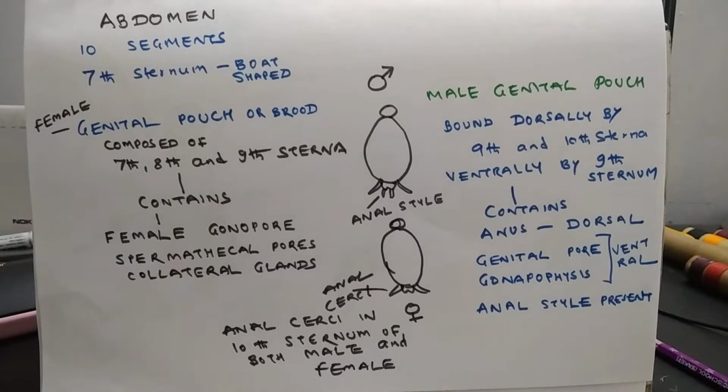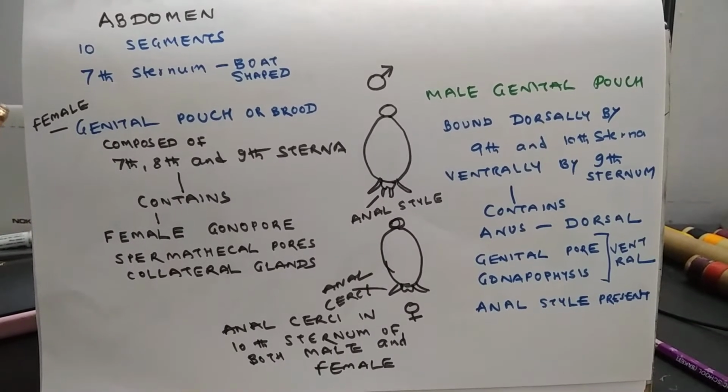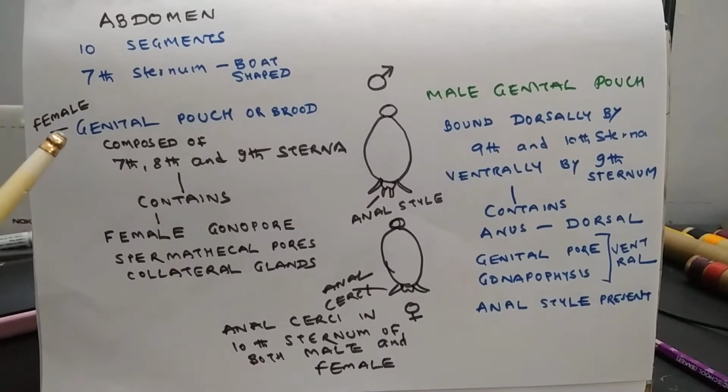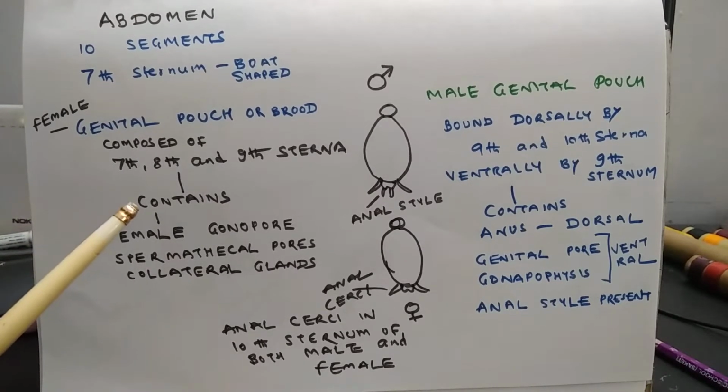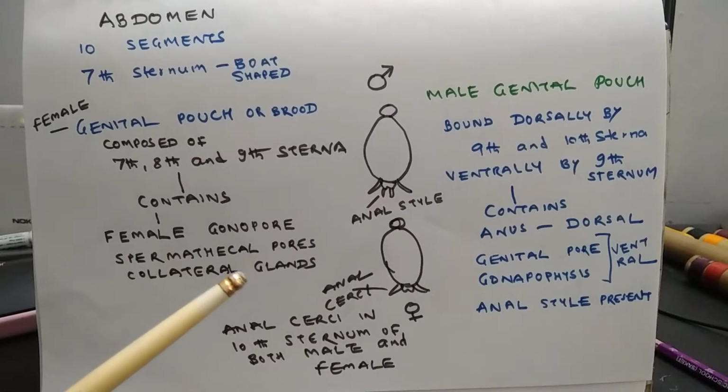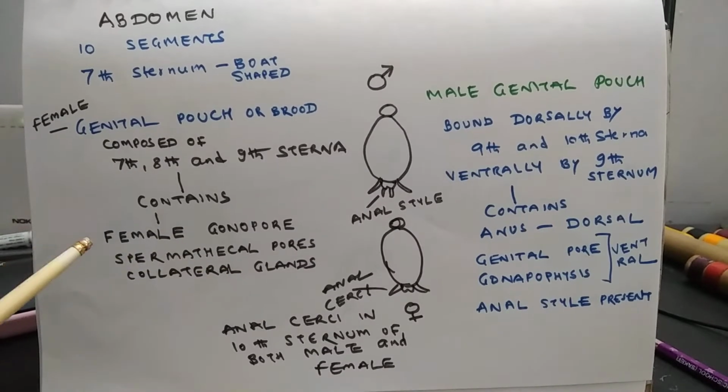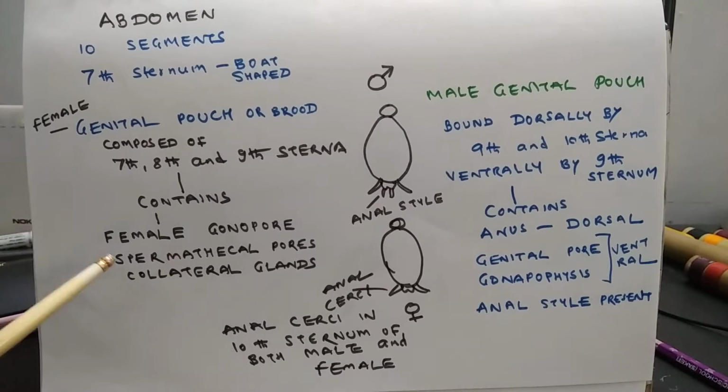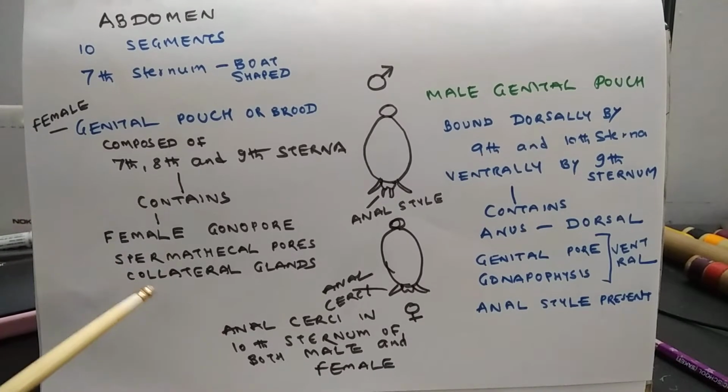As I have said earlier, there are 10 segments in the abdomen of cockroach, and the 7th sternum is in the shape of a boat. The female genital pouch or brood chamber is composed of 7th, 8th and 9th sterna, and it contains the female gonopore, that is the female genital pore, then spermathecal pore and collateral glands.